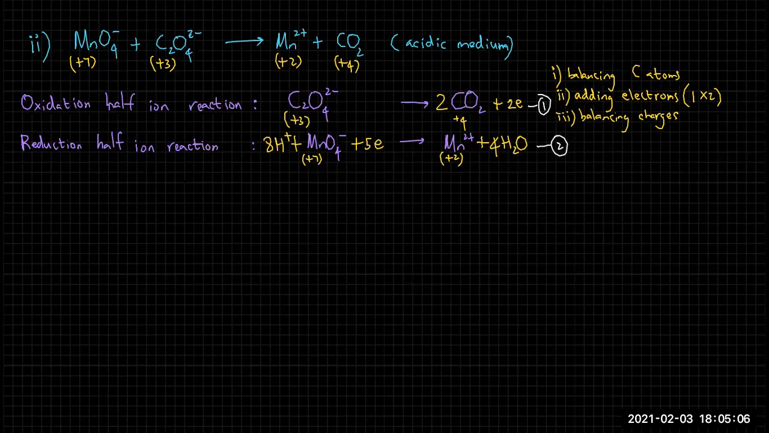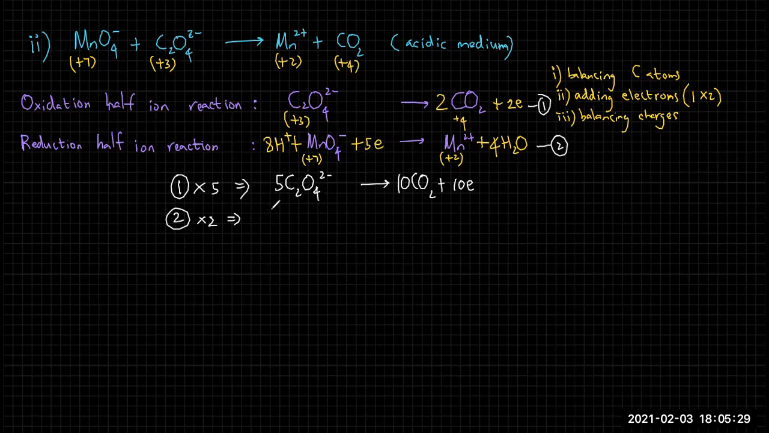So what should be done? First reaction must be multiplied by 5. So we will be getting 5 C2O4 2 minus, and on the other side 10 CO2 plus 10 electrons. And the second one should be multiplied by 2. Then only electrons can be balanced. And you can't deal with fractions.